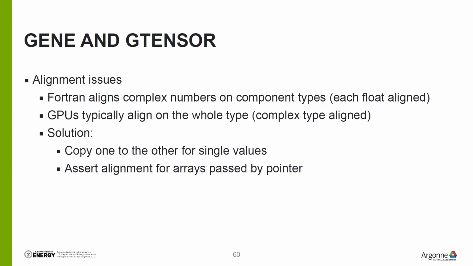There were alignment issues. Fortran aligns complex numbers on floating point alignment for each of the components. Typically, GPUs give you the entire type as an alignment. So we would copy one value to another for single values and asserts for the others. If the asserts fire, if they haven't yet, we'll fix that code.